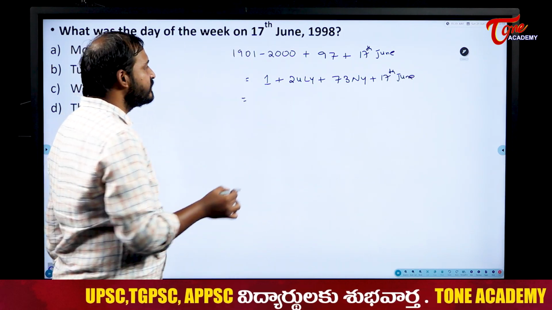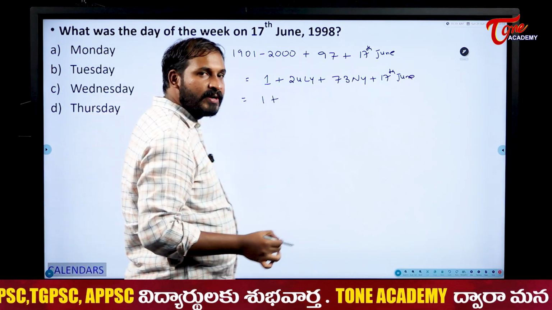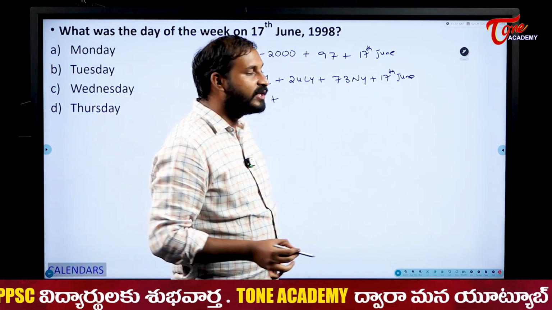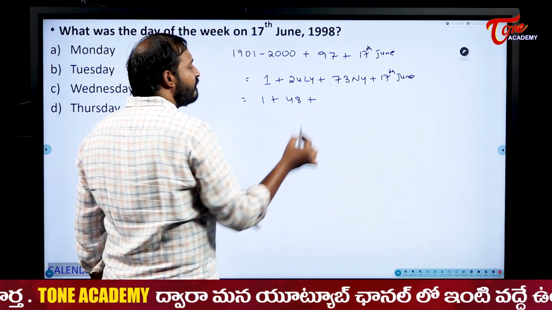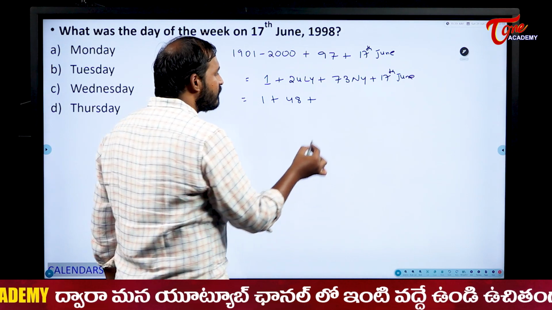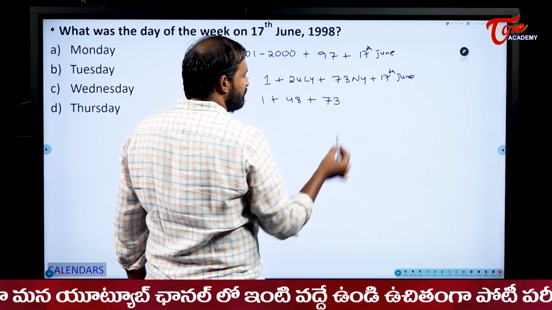Right? Now what happens to this? 1 plus. For 1 leap year, how many odd days do we have? 2. So for 24 leap years, 24 into 2, 48. Plus for 1 normal year, 1 odd day. For 73 normal years, 73 into 1, 73.